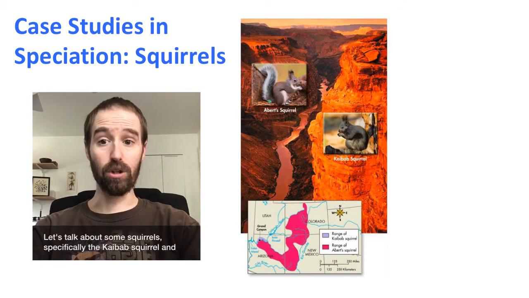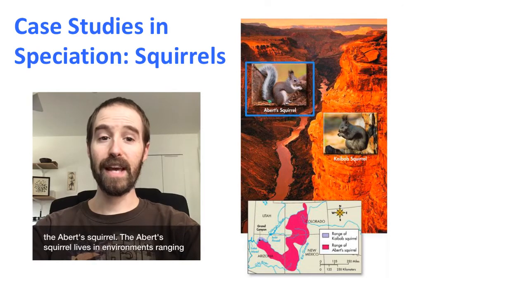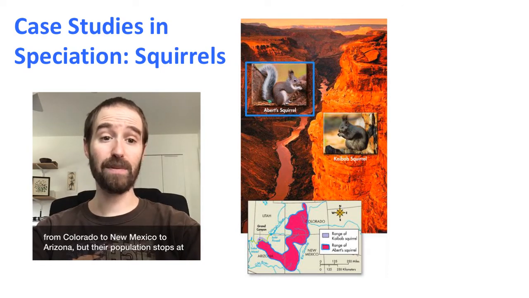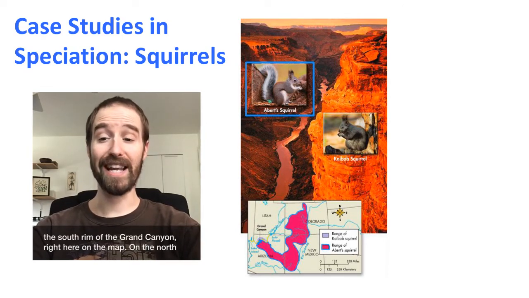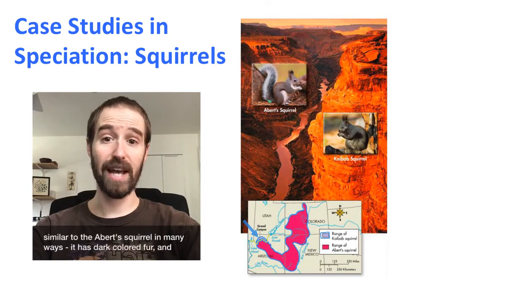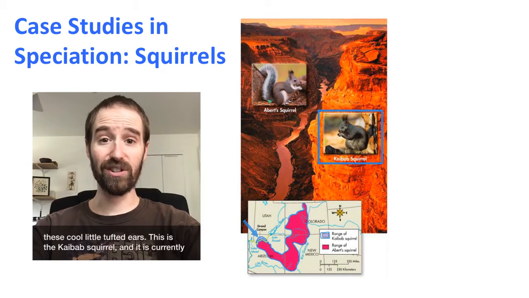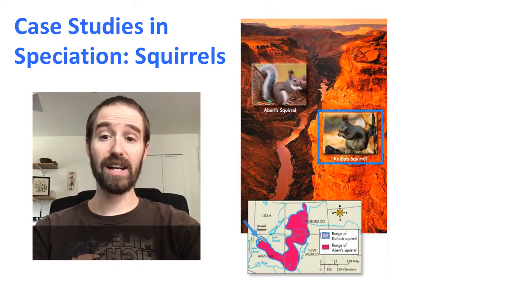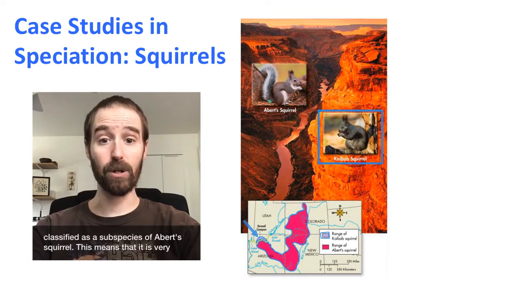Let's talk about some squirrels, specifically the Kaibab squirrel and the Abert squirrel. The Abert squirrel lives in environments ranging from Colorado to New Mexico to Arizona, but their population stops at the south rim of the Grand Canyon, right here on the map. On the north rim of the Grand Canyon, there is a population of squirrels that looks very similar to the Abert squirrel in many ways. It has dark-colored fur and these cool little tufted ears. This is the Kaibab squirrel, and it is currently classified as a subspecies of Abert squirrel.